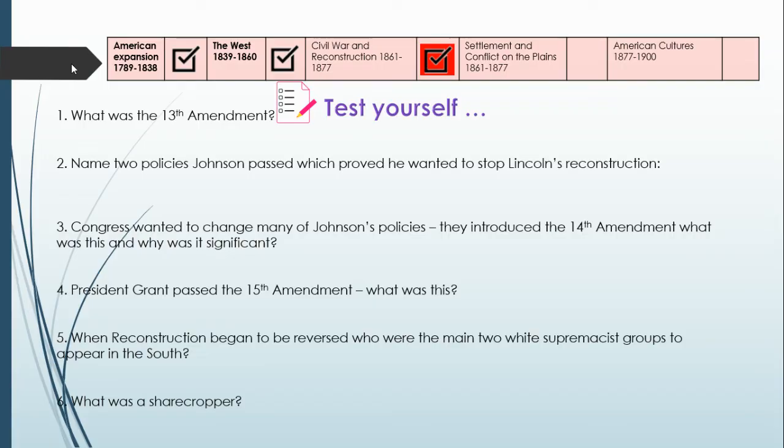Okay, so Reconstruction really is a roller coaster. Remember, we start with Lincoln and this positive idea with the 13th Amendment after the Emancipation Proclamation. So we do see that there will be a positive path for African Americans following the American Civil War.